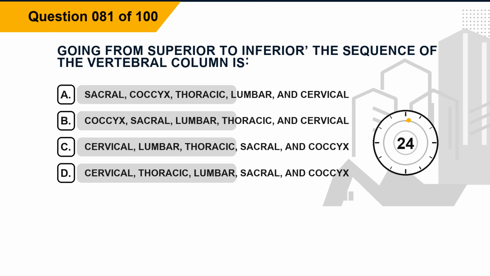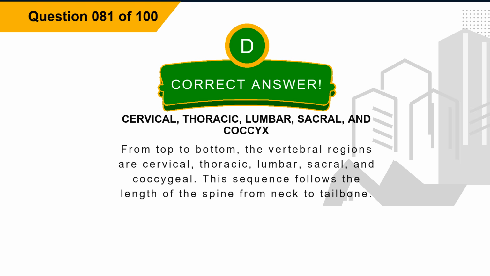Question 81. Going from superior to inferior, the sequence of the vertebral column is: Option A, sacral, coccyx, thoracic, lumbar, and cervical. Option B, coccyx, sacral, lumbar, thoracic, and cervical. Option C, cervical, lumbar, thoracic, sacral, and coccyx. Option D, cervical, thoracic, lumbar, sacral, and coccyx. The correct answer is option D, cervical, thoracic, lumbar, sacral, and coccyx. Explanation. From top to bottom, the vertebral regions are cervical, thoracic, lumbar, sacral, and coccygeal. This sequence follows the length of the spine from neck to tailbone.